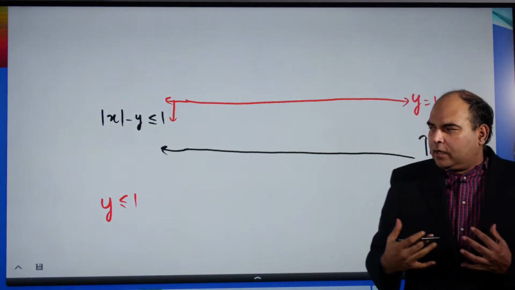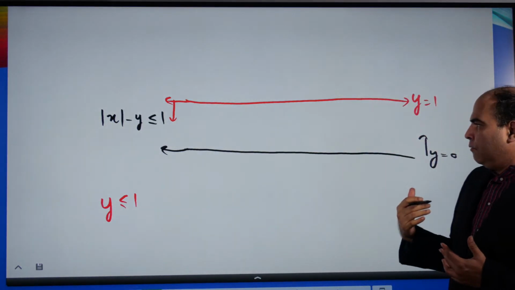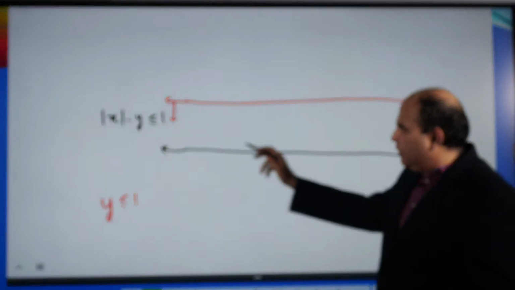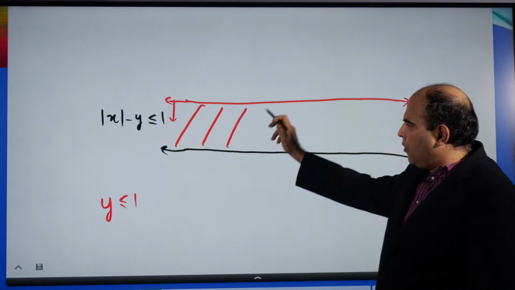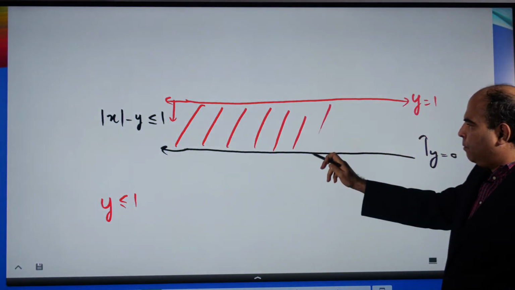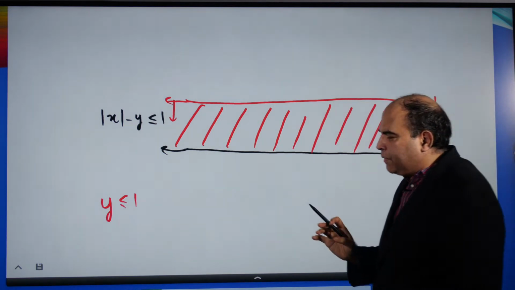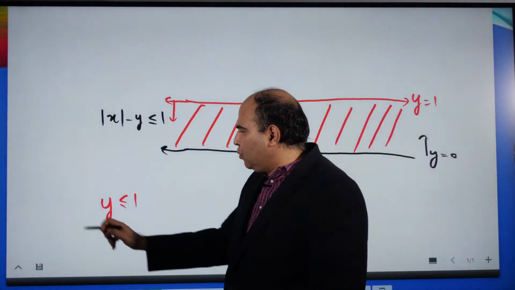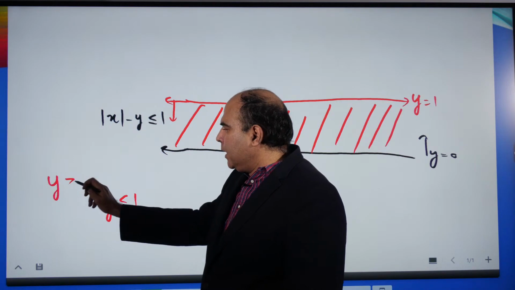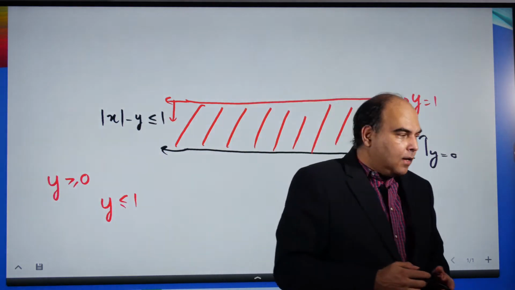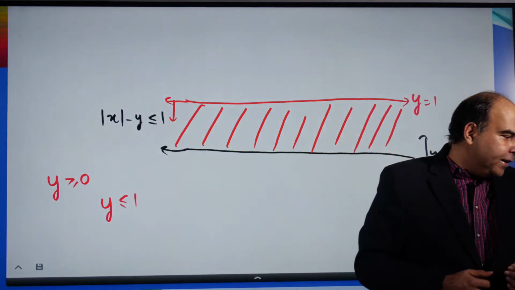So if I look at these two lines together, we are getting an infinite band which looks something like this, and this band continues from plus infinity to minus infinity. So the area of this band actually is infinite. If only two inequalities were given to me, y greater than equal to 0 and y less than equal to 1, the area I'm getting would actually be infinite here.